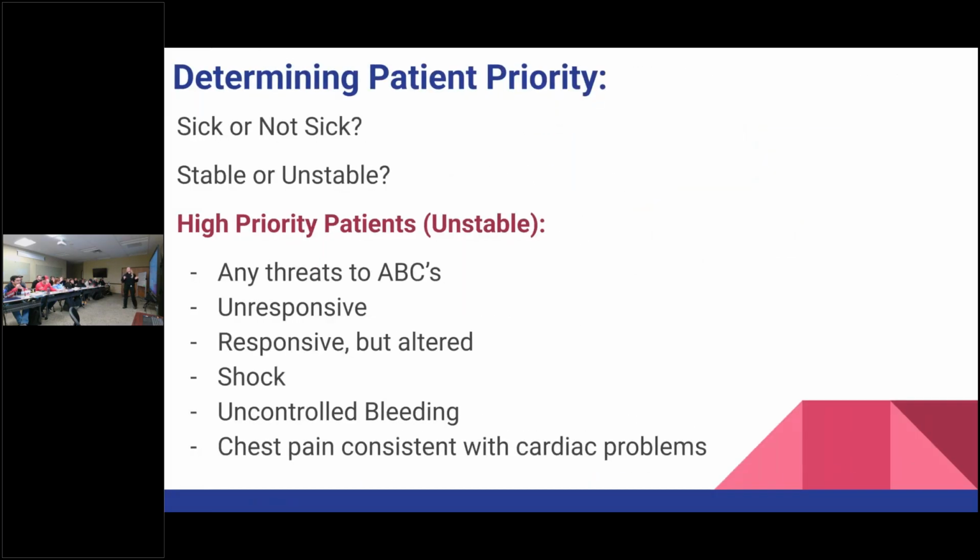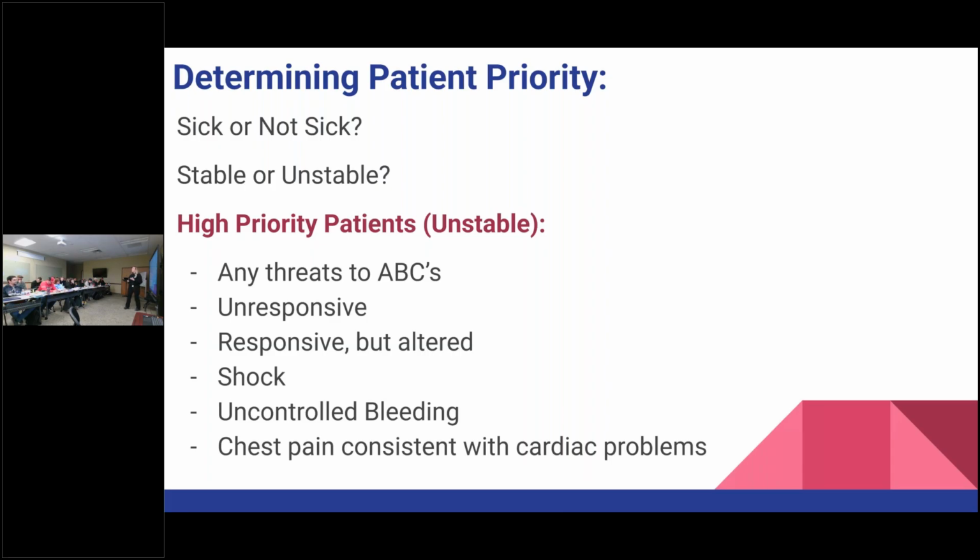So after we look at our ABCs, we want to determine the patient's priority. So are they sick or not sick? If they're not sick, maybe we can hang out on scene and do a couple interventions. We don't have to be in such a rush, right? If they're sick, then we might want to hurry that up a little bit. Are they stable or unstable? If they're stable, again, we can hang out for a little while. But if they're unstable, we probably need to get rolling as quickly as we can to get them to definitive care, right?